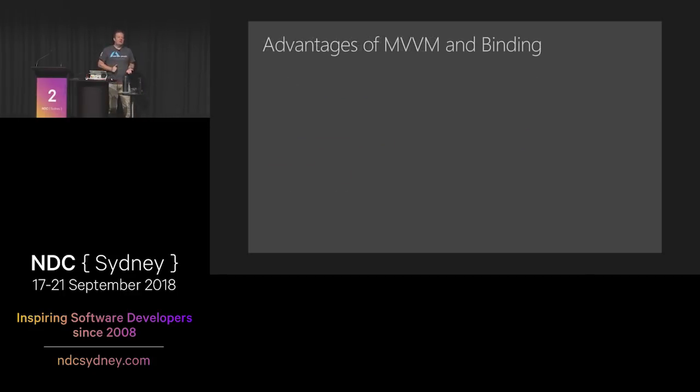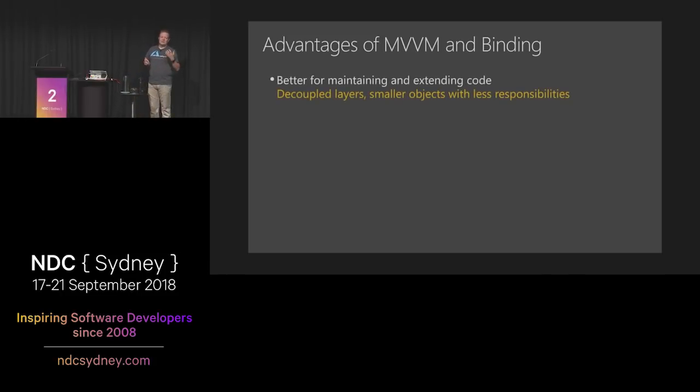So the advantages of using MVVM and data bindings, there are multiple ones. First of all, because your objects are very decoupled, it's very easy to make smaller objects. Adding an object is quite easy because you're not going to interfere with your existing objects. All right? So it's easier to maintain your application this way.